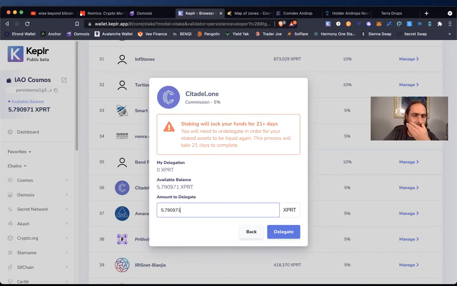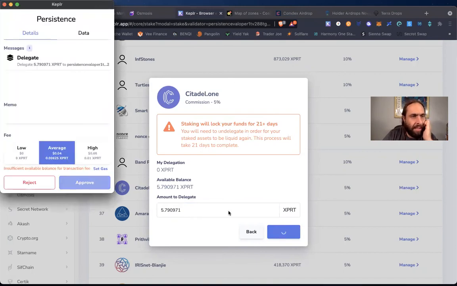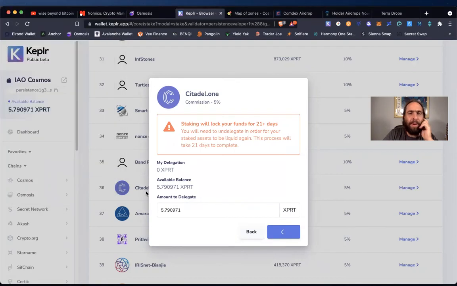5.790971. I mean, that's like everything. Will it let me? Will it let me if I go low? Now, I might have been greedy. If it doesn't work, that means I just need to shave off a little down here on the decimals. We'll see what happens. Staking will lock your funds for 21 days.